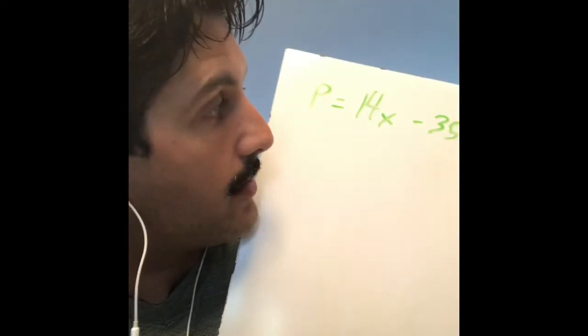So the other part is the slope, where it's 14x. And the 14 represents how much he's selling each toque. So every time he sells a toque, it goes up $14. That's the profit he makes. So that's the situation there.